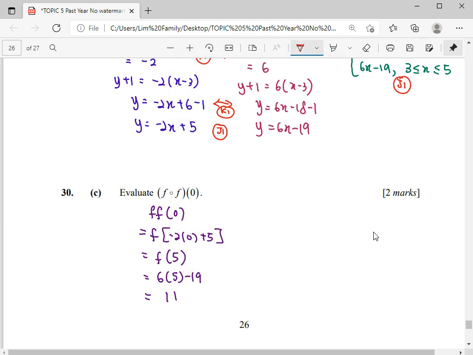So our concept here is looking at how you select the correct function according to the domain given, and simplify to the final answer.